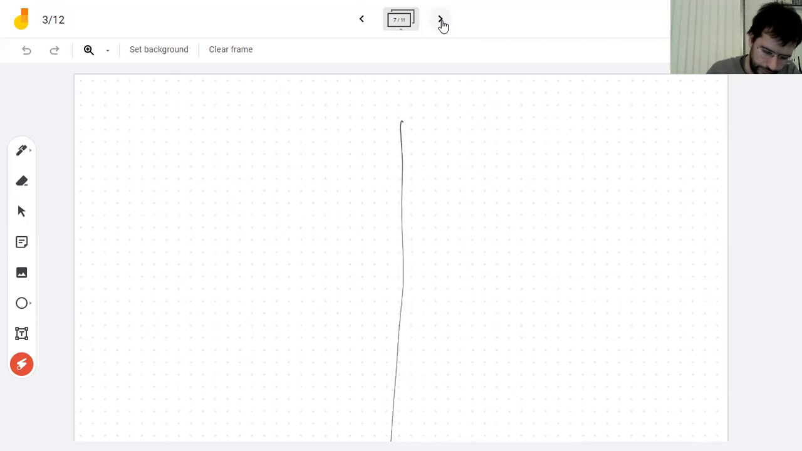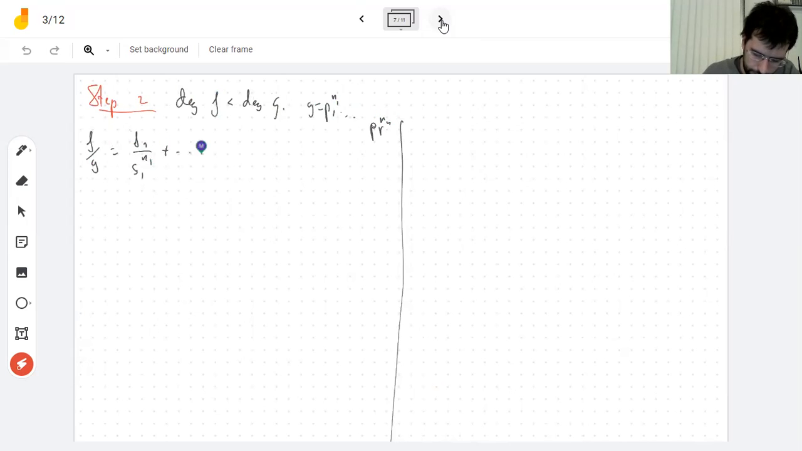So I have that the degree of F is smaller than the degree of G. Then I have F divided by G, and G is some product like this: P1 to the N1, and so on, up to PR to the NR. These are irreducibles, I'm calling them P's.